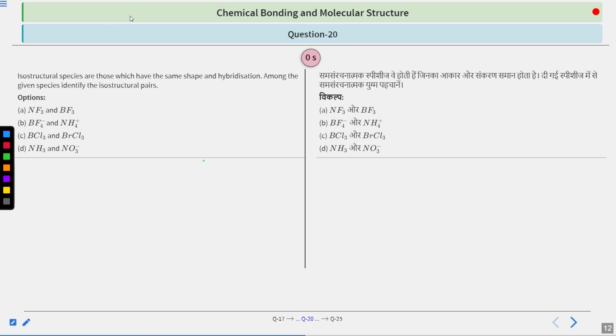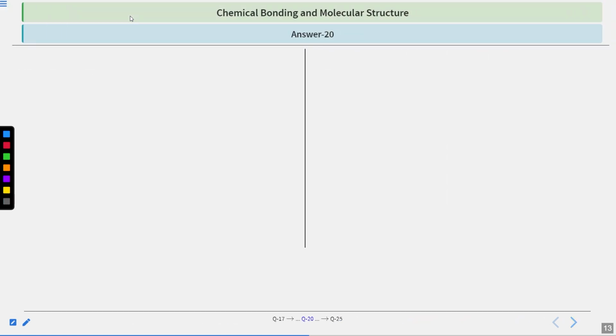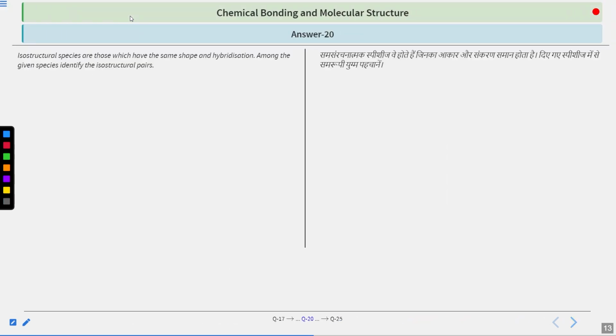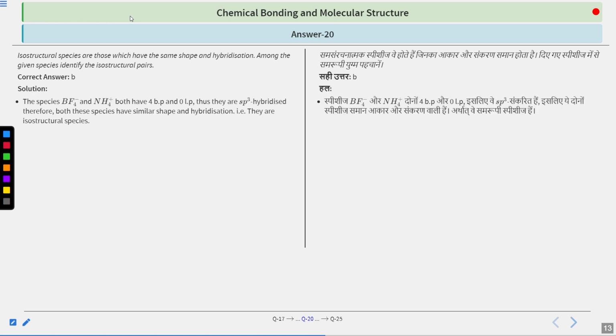Okay, let us see how we can solve it. First of all, what we have to do? We have to look for isostructural species, means those species which have the same structure. Now, out of these pairs, the correct answer is B, because the species BF4- and NH4+ both have 4 bond pairs and 0 lone pair. Therefore, the hybridization is sp3. Therefore, both of these species have similar shape and hybridization. That is, they are isostructural species.